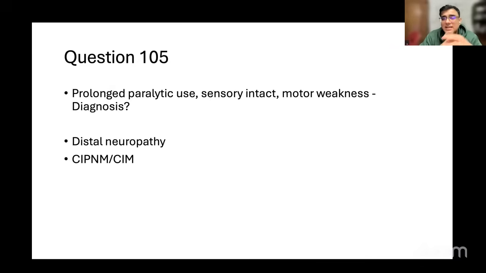Nutrition deficiencies, all of those things, these become your risk factors. So this is classical sensory sparing, motor weakness. So this is critical illness polyneuropathy or myopathy. Okay.